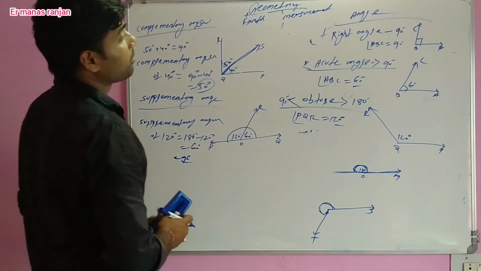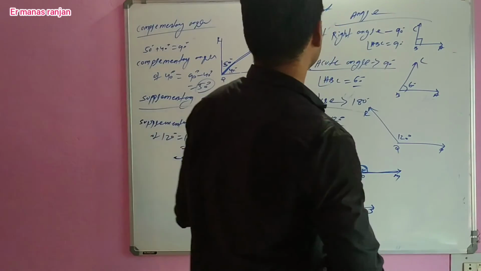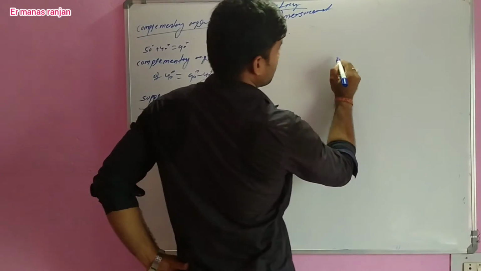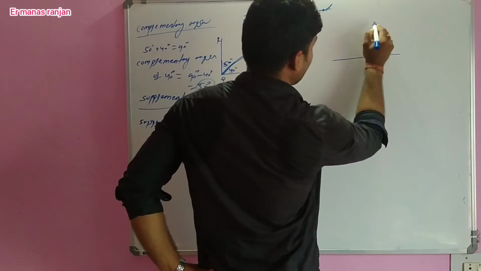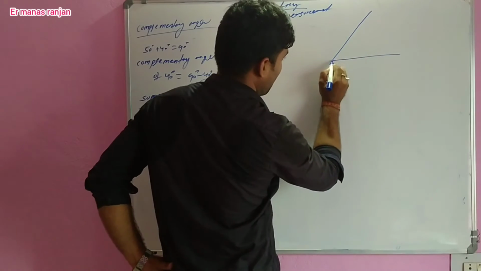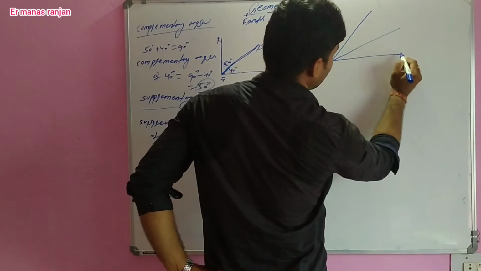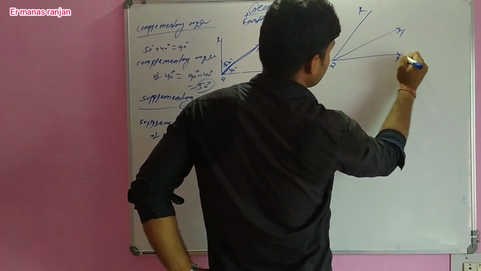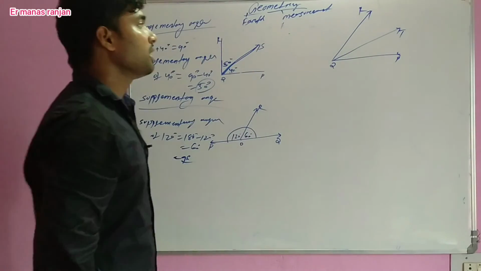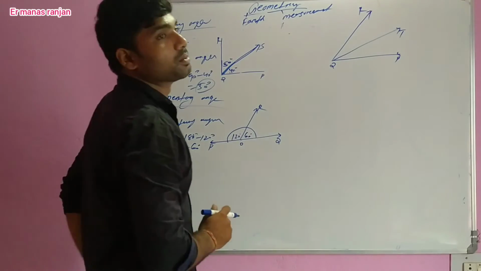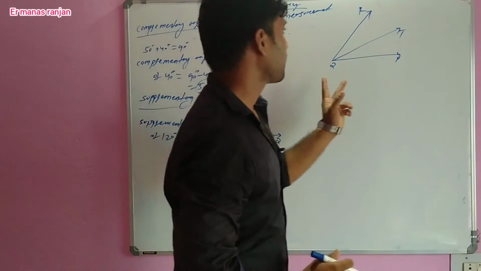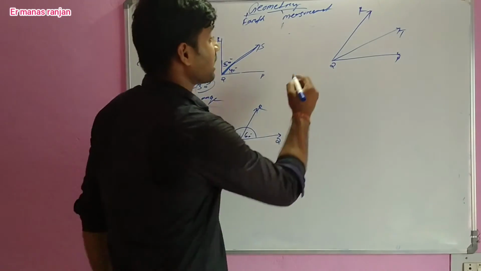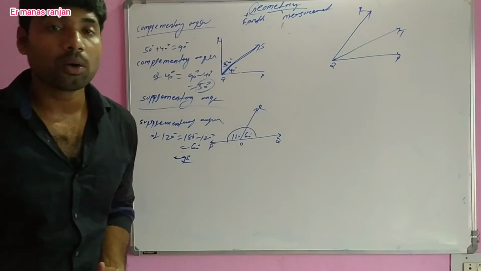Then let's talk about adjacent angles. Look here. Here is an angle, and here is another angle. P, Q, R, T: P, Q, T and R, T, Q. There are two angles, and we can say they are adjacent angles.